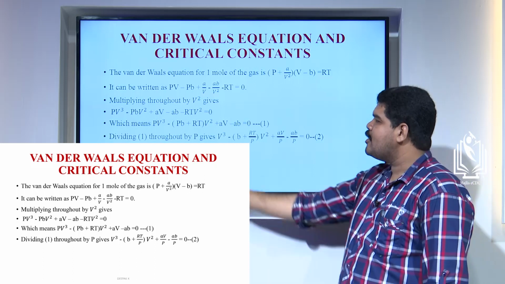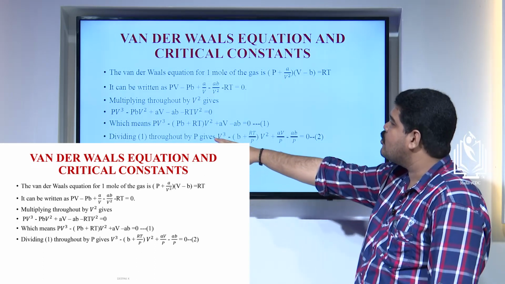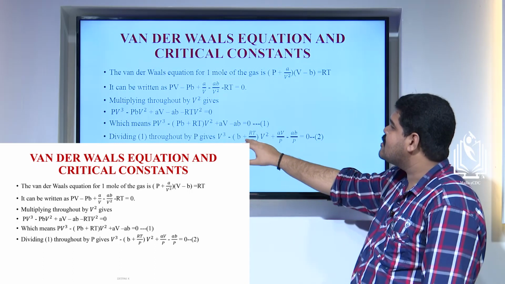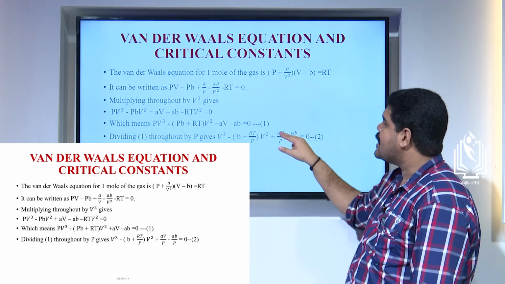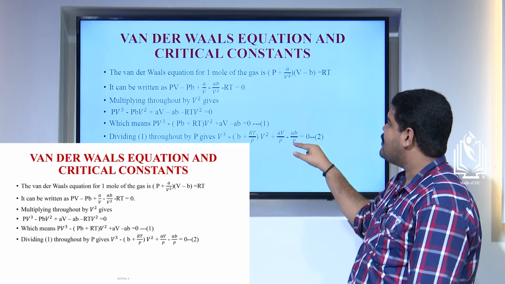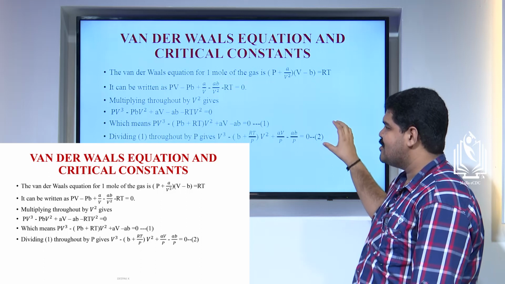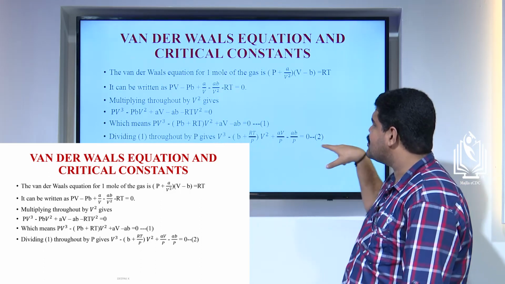Okay. Now, dividing equation 1 throughout by pressure gives V cubed minus (b plus RT upon P)V squared plus aV by P minus ab by P is equal to 0, and this is equation 2. See, this equation is a cubic equation.